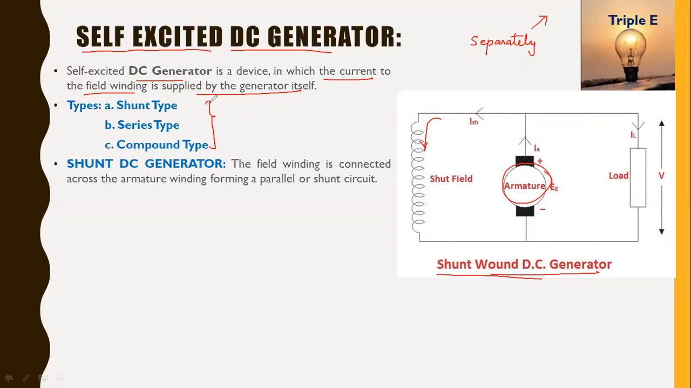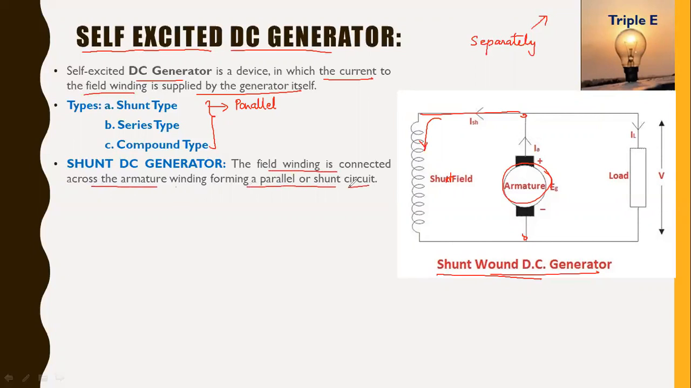The first one is the shunt type of DC generator. In this, the field winding and the armature are connected in parallel with each other. As we can see in this figure, this is the shunt field winding, and it is connected in parallel with the armature. The shunt field winding is connected across the armature winding, forming a parallel or shunt circuit.